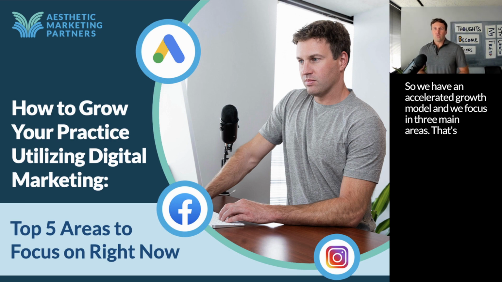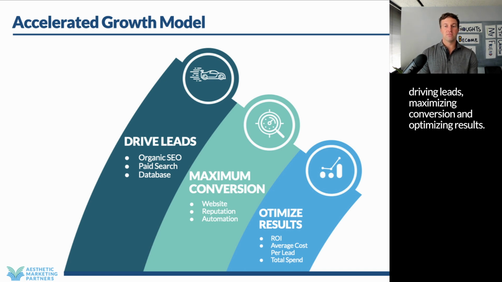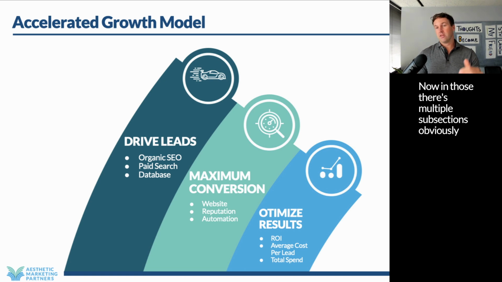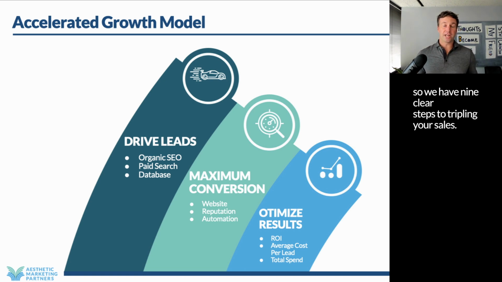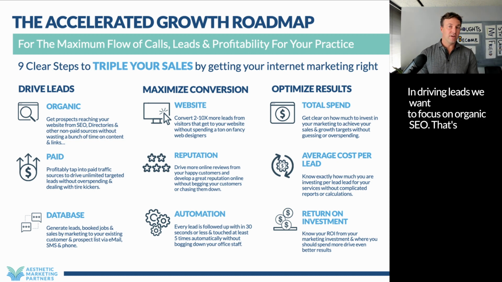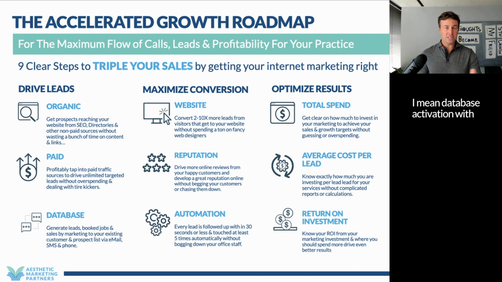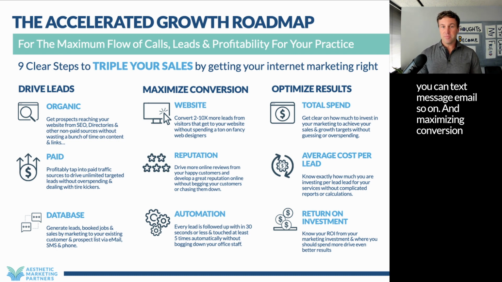So, we have an accelerated growth model, and we focus in 3 main areas. That's driving leads, maximizing conversion, and optimizing results. Now, in those, there's multiple subsections, obviously. So we have 9 clear steps to tripling your sales. In driving leads, we want to focus on organic SEO. That's Google Map listing. That's organic SEO results in Google as well. Paid advertising with Google pay-per-click ads, Facebook, Instagram ads, remarketing. Database activation with your past patients or lists that you may purchase that you can text message, email, so on.